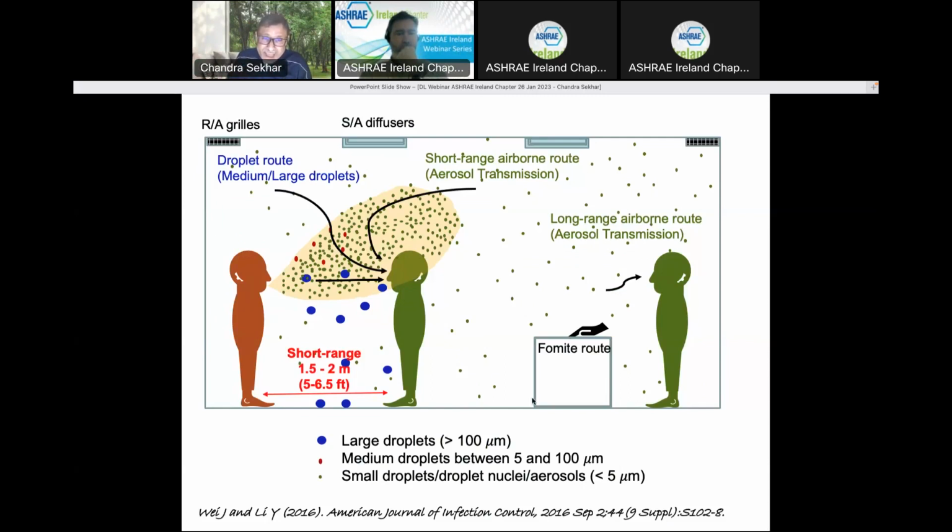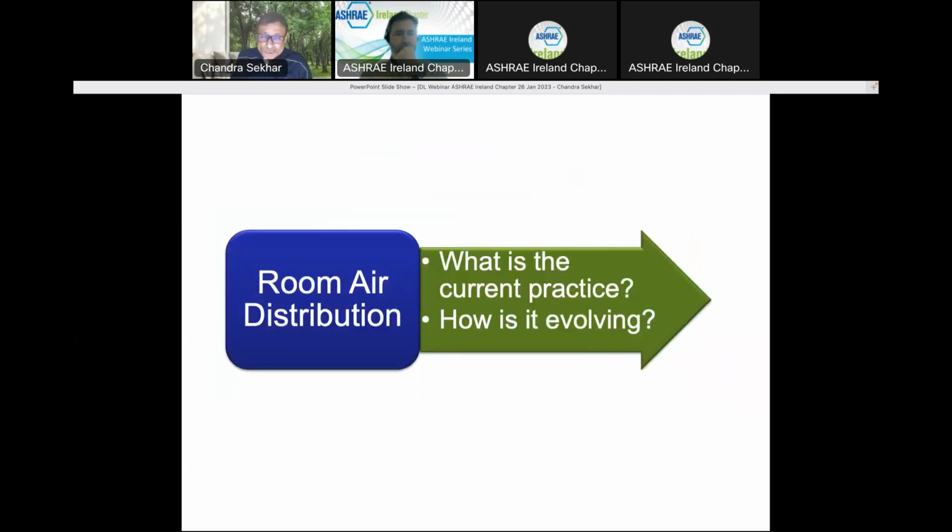So all those things that we are all very familiar with, and that's the concern that we had. And once you understand and appreciate that airborne transmission can happen, then we can think in terms of solutions that address these problems. So room air distribution, the point that ASHRAE's core recommendation spoke about as an important consideration, what is the current practice and how is it evolving?